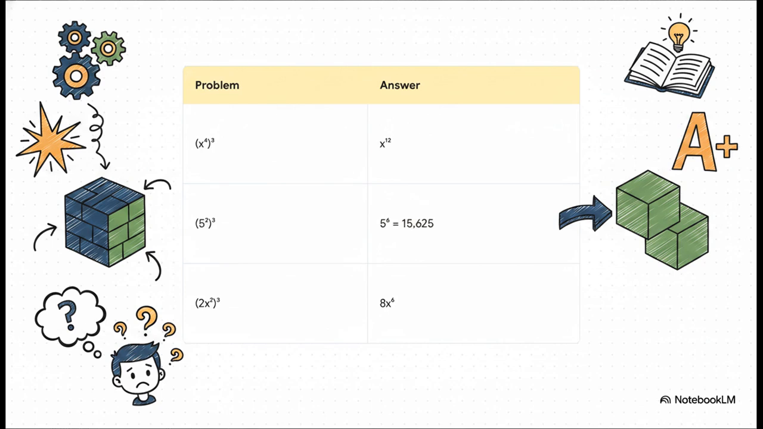Now pay really close attention to row 3, because this is where a lot of students trip up. 2 times x squared, all cubed. Remember that outer exponent of 3 applies to everything inside the parentheses.